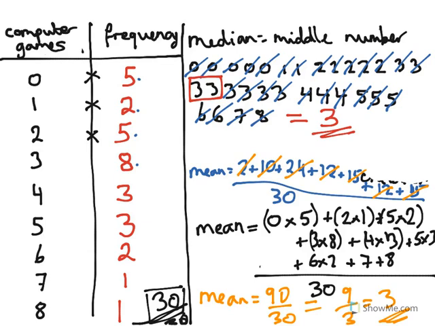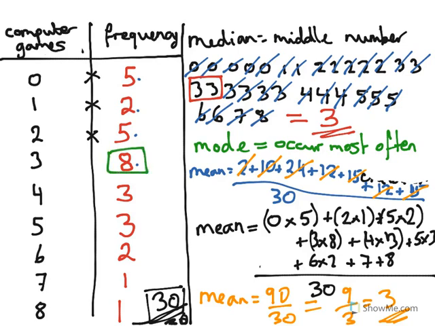And the next question is, which one is the mode then? Well, the mode of our numbers is just which one happens to occur most frequently. The one that occurs most often. And again, our frequency table helps us a lot here. We just look down the frequency table and say, which one has the biggest number? Here's an 8. 8 is bigger than anything else I've got there. So, how many computer games was the most common? 3 computer games was the most common, because there were 8 children who had 3 computer games.